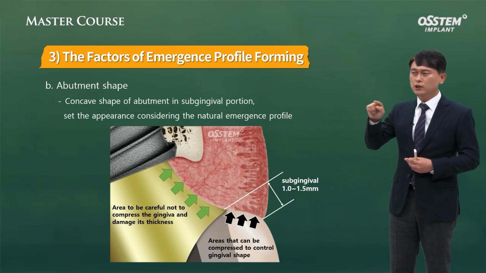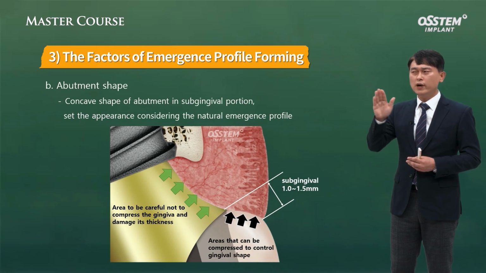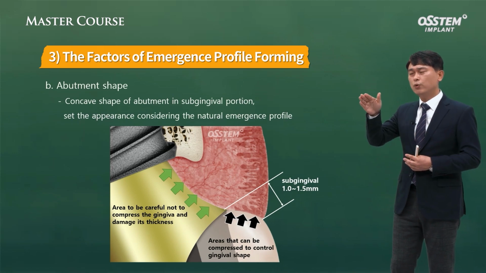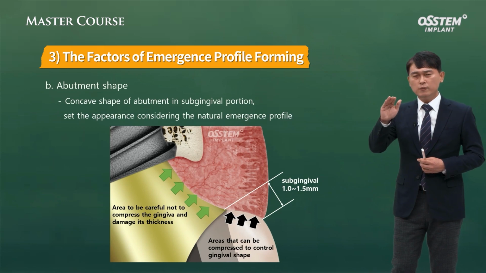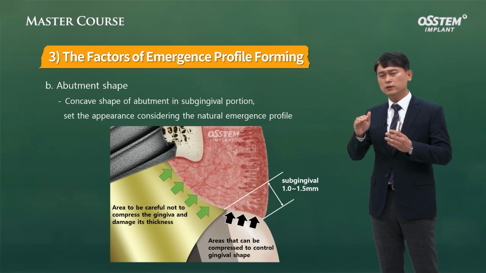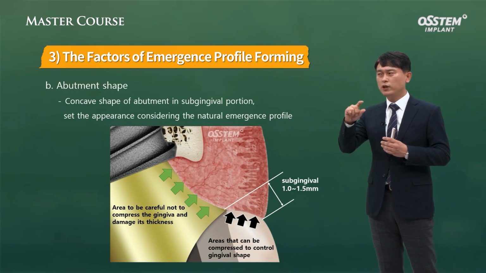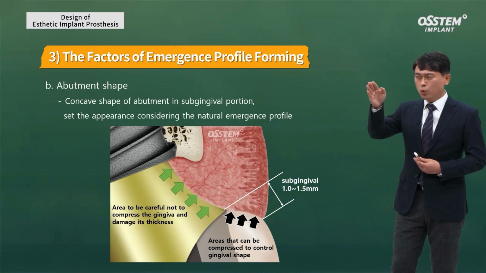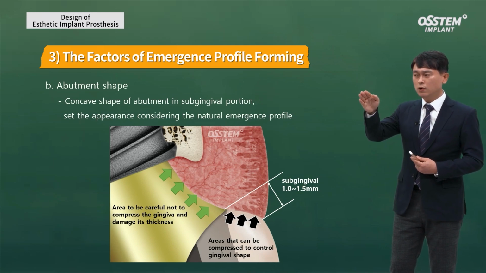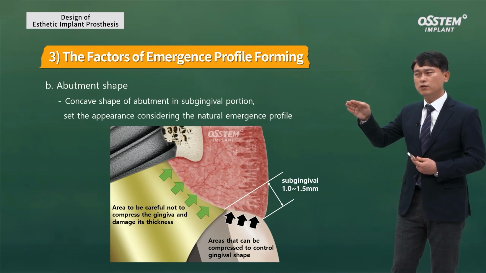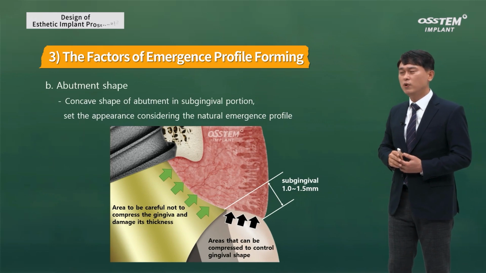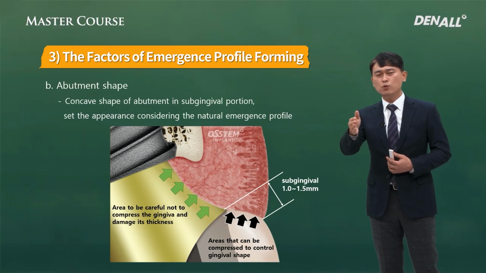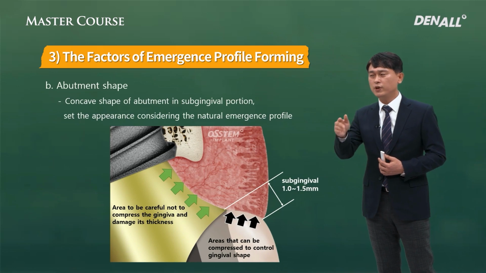So if you look at the green arrows, that should be always concave. After that, subgingival area, what we call sulcus. The starting point of the emergence profile curve is 1.5 millimeters subgingiva. The line with the green arrows can be connected to the line with the black arrows. That is the ideal emergence profile.